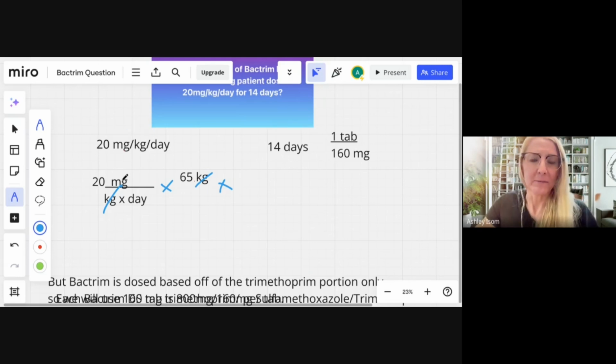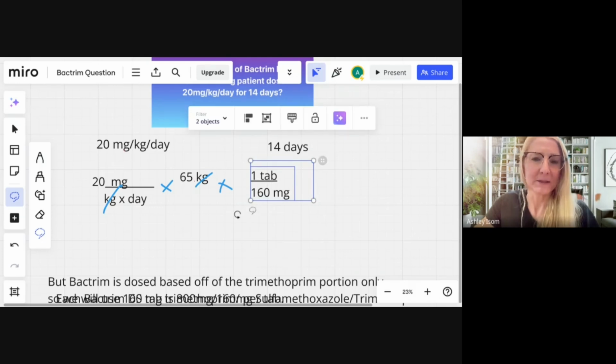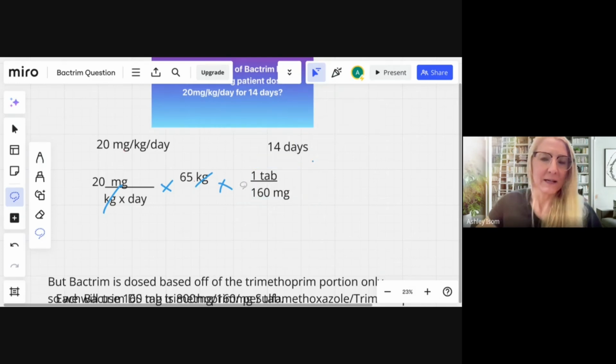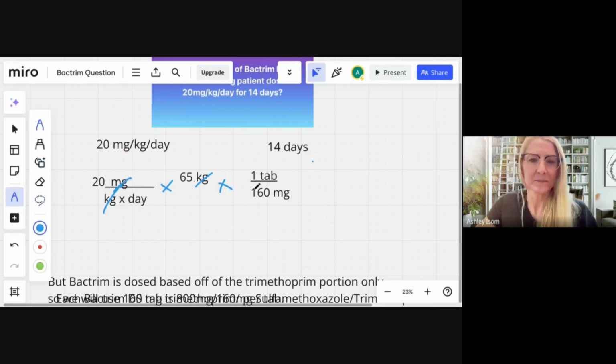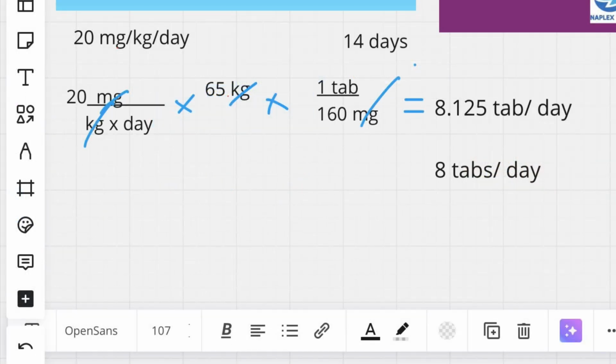Well, I know that I have the milligrams per day, and then I can pull one tab over 160 milligrams. And I can pull that down here. My milligrams can then cross out, milligrams and milligrams. So now I'm left with tabs per day: 65 times 1 divided by 160, which is 8.125 tabs per day. Obviously, we can't take a 0.125, so we'll round it to 8 tabs per day.